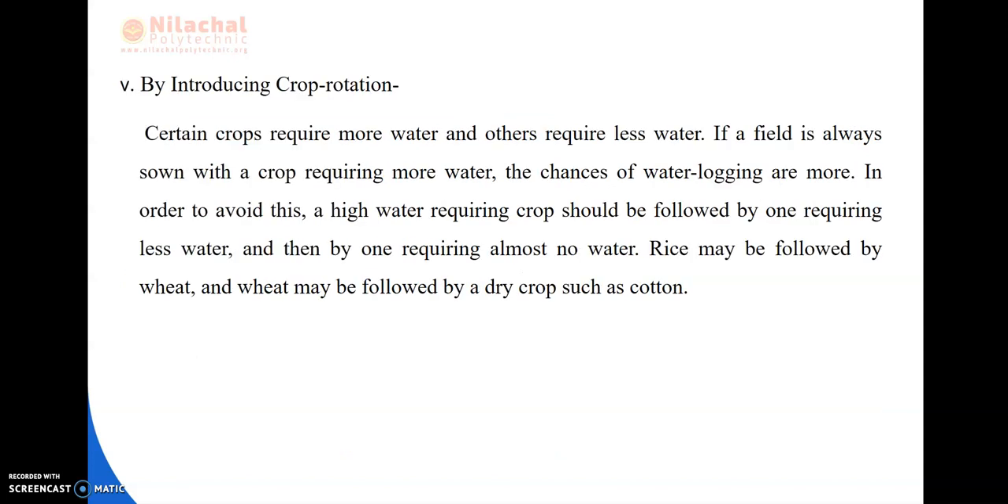Next, by introducing crop rotation. Certain crops require more water, as we also know, and others require less water. If a field is always sown, meaning grown, with a crop which requires more water, then the chances of waterlogging are more. To avoid this, a high water requiring crop should be followed by one requiring less water and then by one requiring almost no water, which means rice may be followed by wheat and wheat may be followed by a dry crop such as cotton.